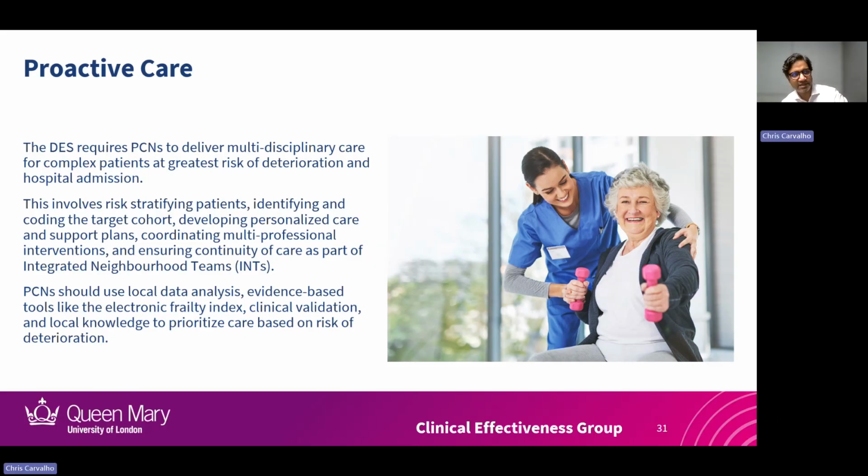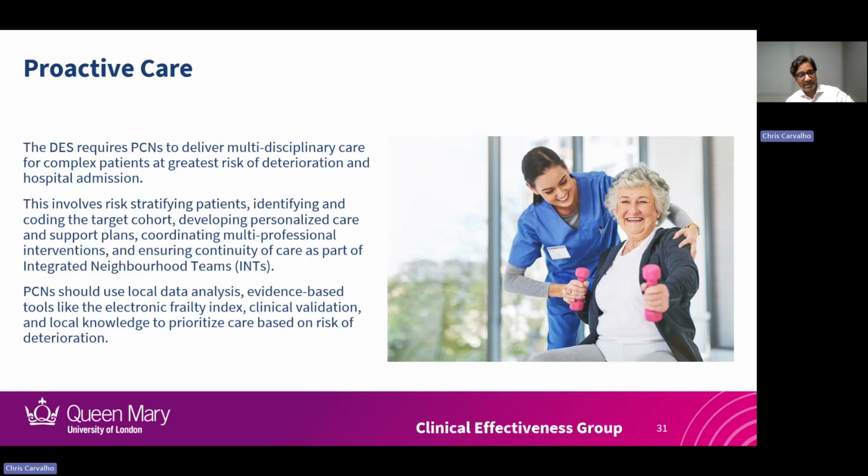For me, this is really about thinking about how we work effectively and efficiently. And for this, we need to be able to risk stratify. We need to be able to identify the target cohort who are coded accurately, develop the right care and support plans, and then coordinate that multidisciplinary team that we have in primary care and community to make sure that we've got good continuity, good care, and good access as well. And I think that's where the DES really hopes that the INTs will play a strong role.